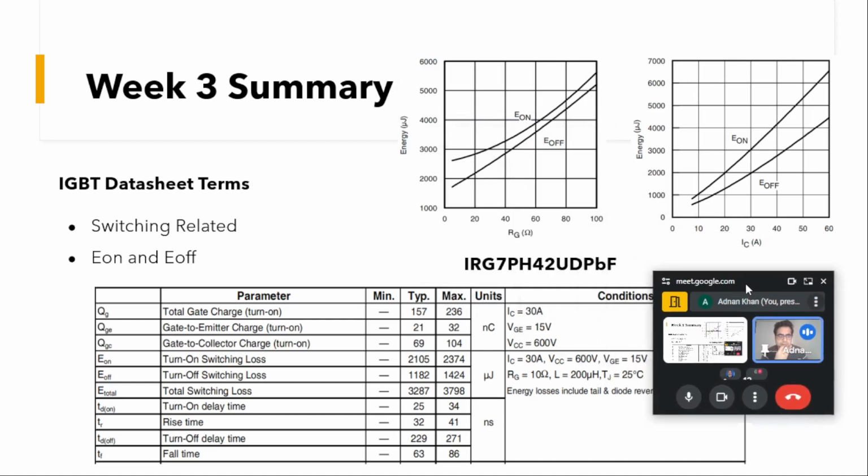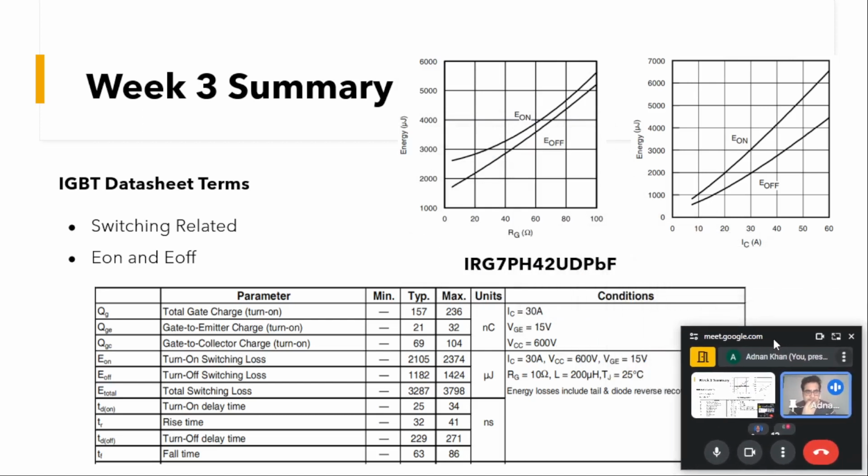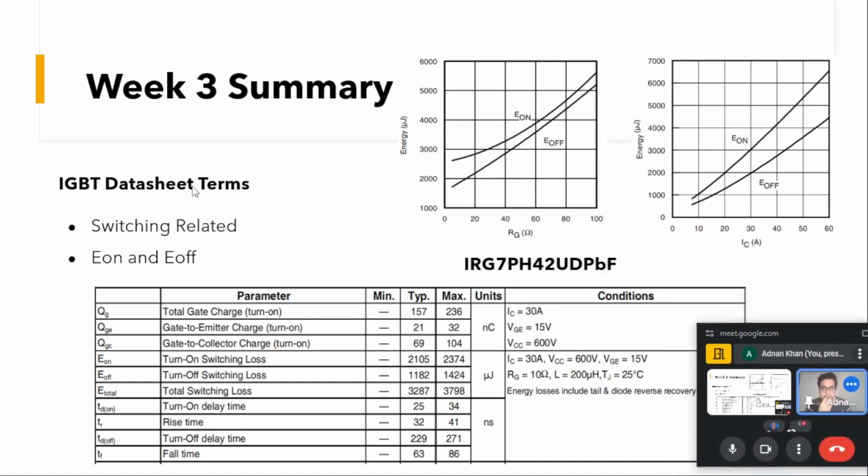Some other things that are provided are the total charge, that is, what is the total charge needed to turn on the device, the gate to emitter charge, and the gate to collector charge, which we had discussed in the previous week as well. Another thing that is provided in the IGBT datasheet is the turn on switching losses.